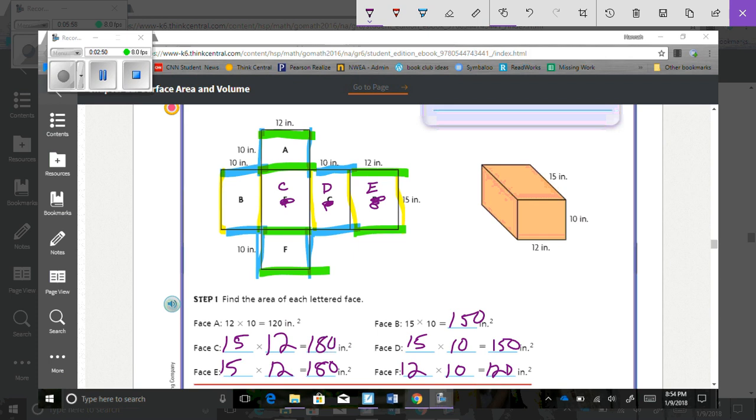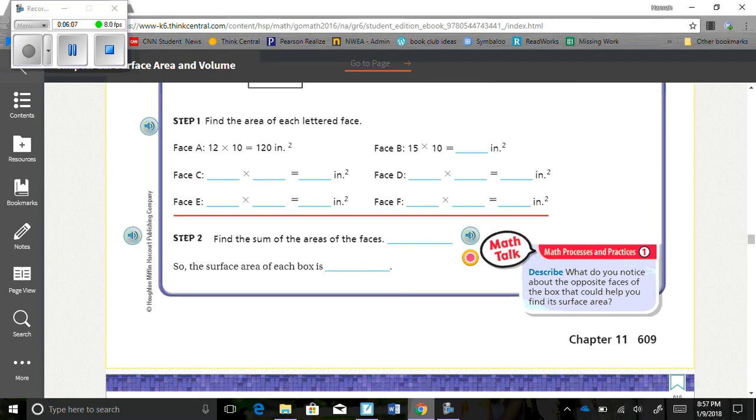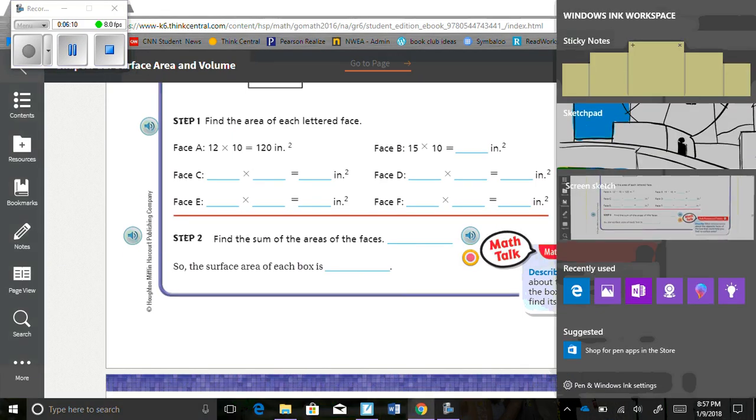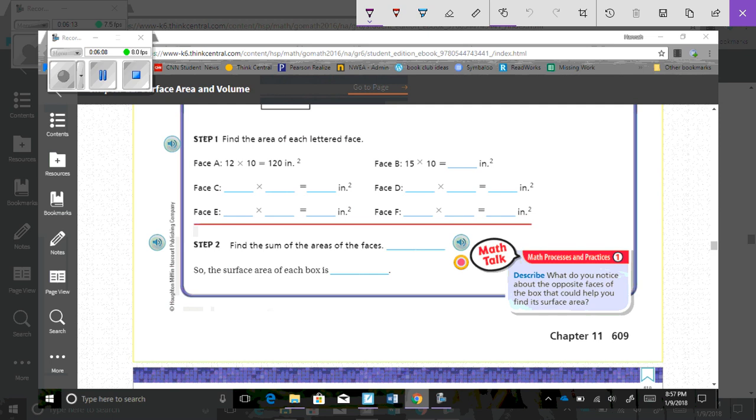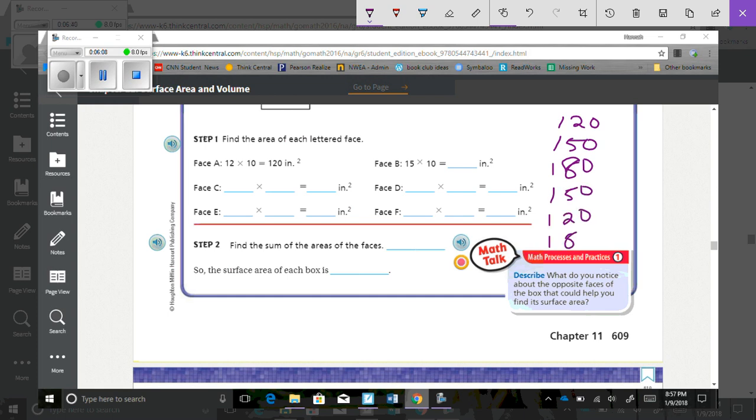Okay, so then we have all those areas, but to find out what the total surface area is, what we need to do in our next step is to find the sum of the areas of the faces. So we're going to take those numbers that I went through with you earlier, and then I just erased, and add them together. So we have 120 plus 150 plus 180 plus 150 plus 120 plus 180.